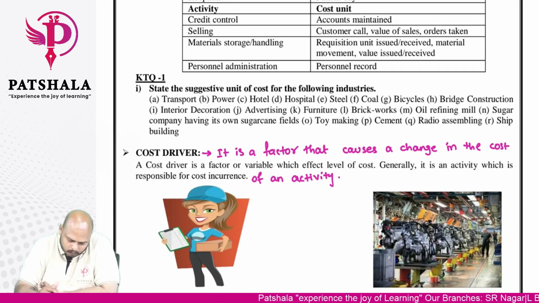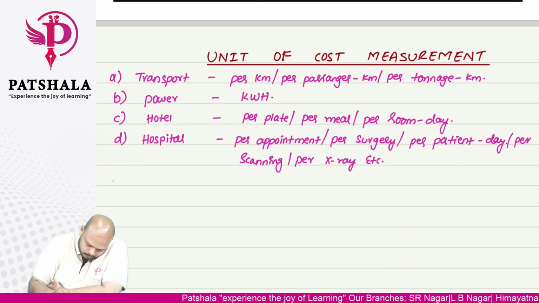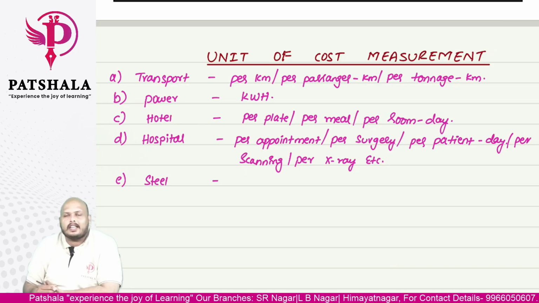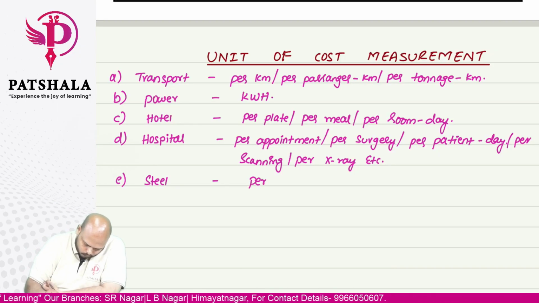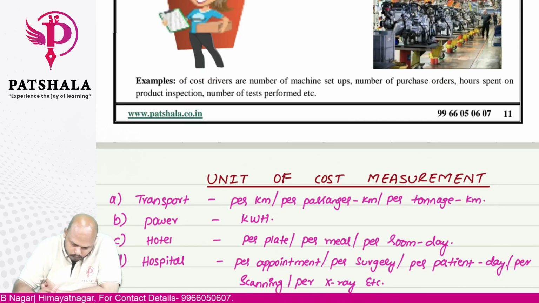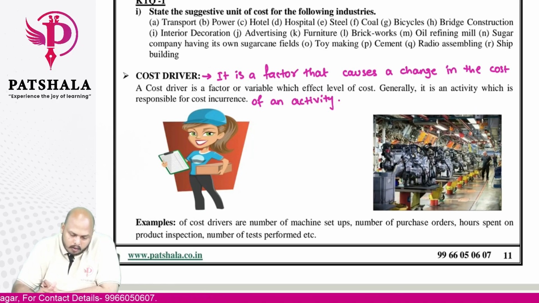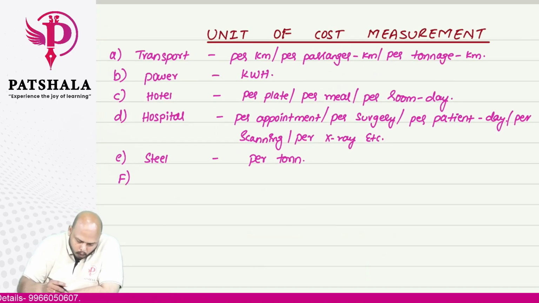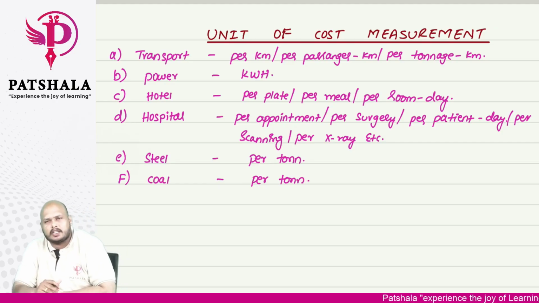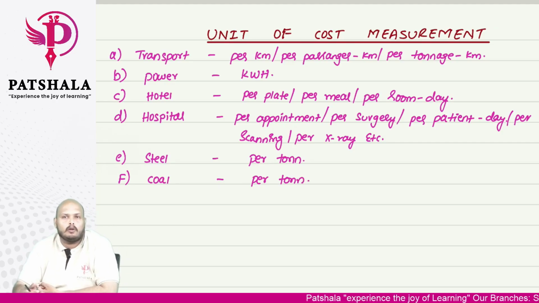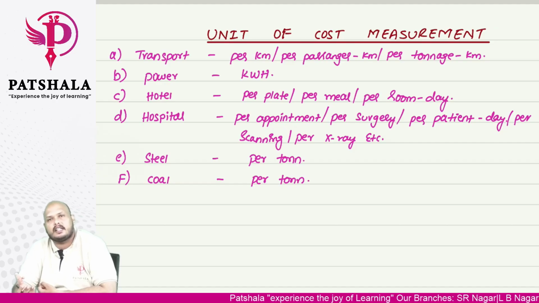Next, steel industry. In the case of steel industry, generally this steel is measured in per ton. Next, coal industry. In the case of coal extraction, coal minings also, whatever the coal which is extracted from the minings, they will measure in the tons only.